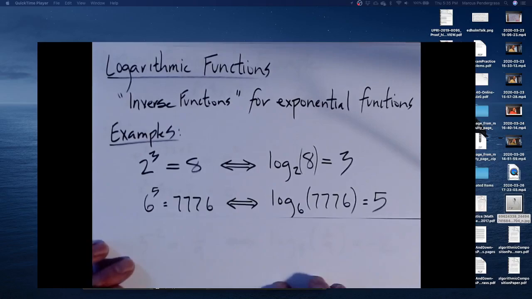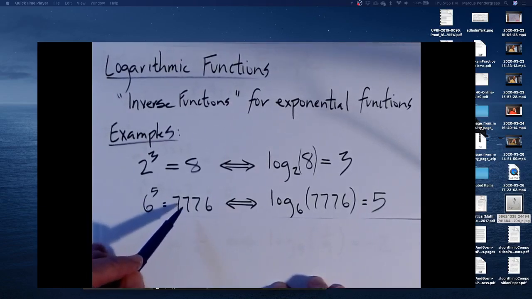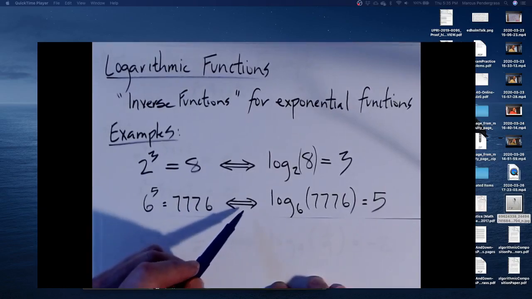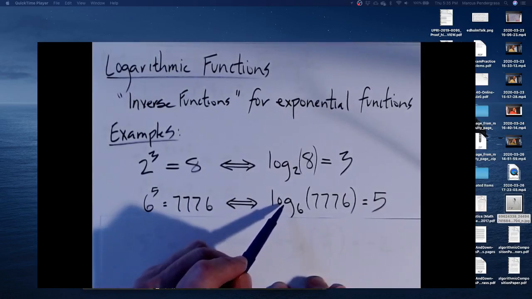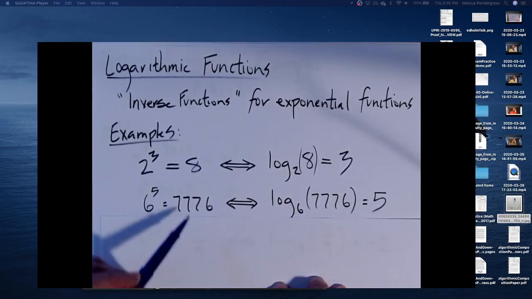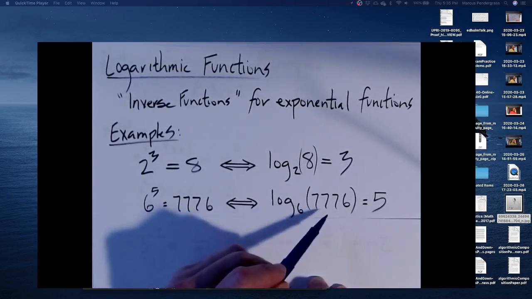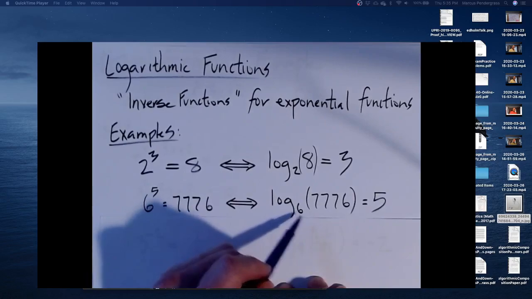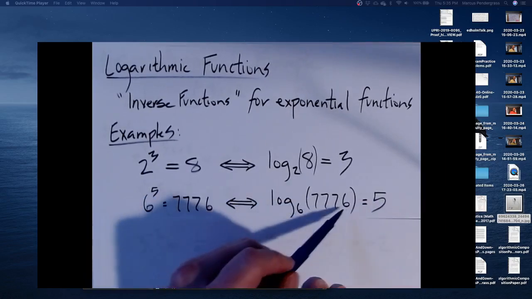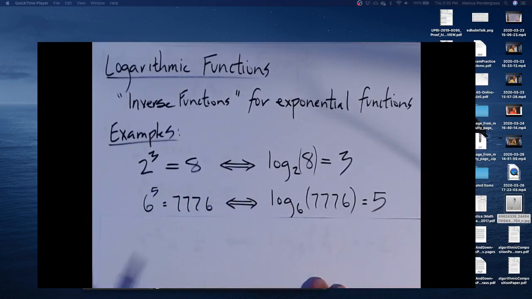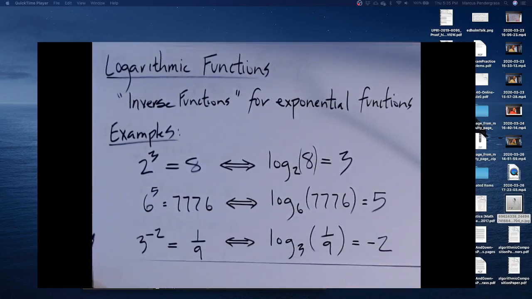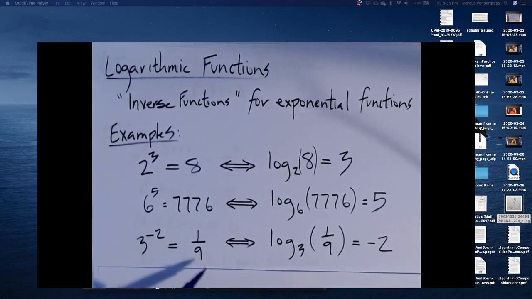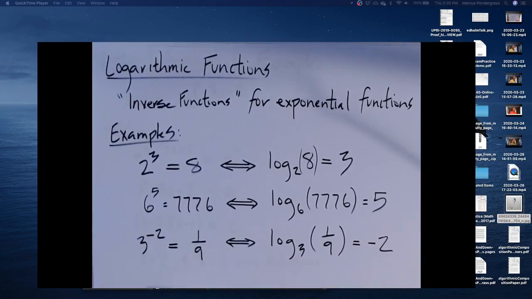In the same way, 6 to the 5th equals 7,776 would be, in the language of logarithms, log base 6 of 7776 equals 5. So in a sense, the log base 6 is telling you the exponent you need to get whatever number you're taking the log of when your base is 6. And in the same way, 3 to the negative 2 equals 1/9 would mean log base 3 of 1/9 equals negative 2.